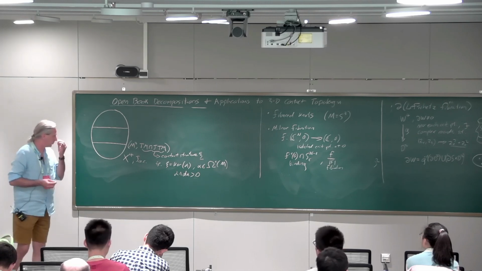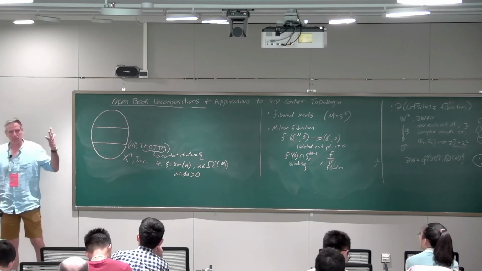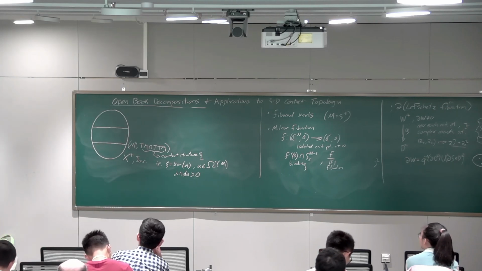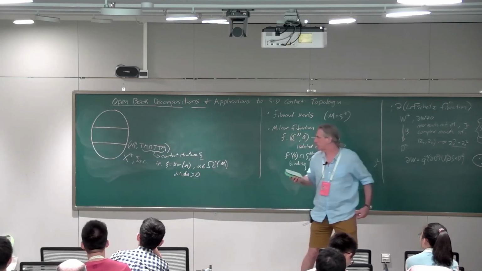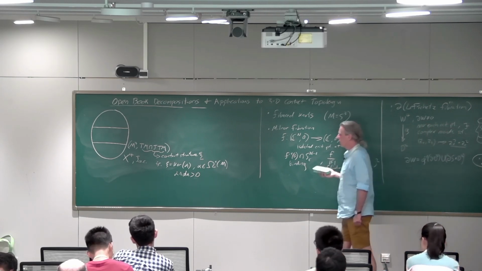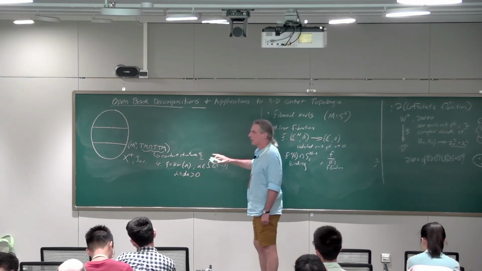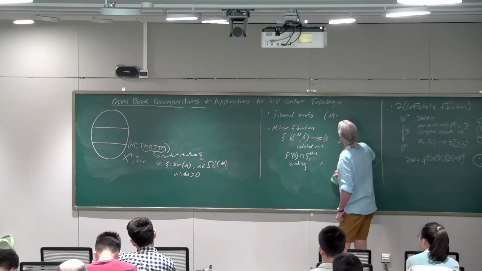So contact structures are the auxiliary data that we want to keep track of throughout this. And this is where open book decompositions come back into it, because open book decompositions are uniquely, in some sense, able to record contact structures in a way that I'll explain now.